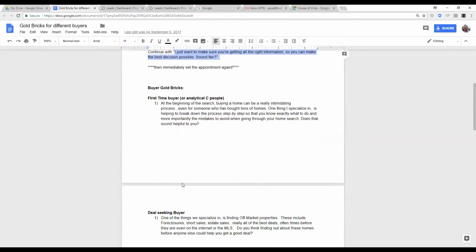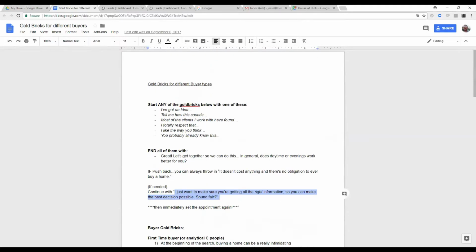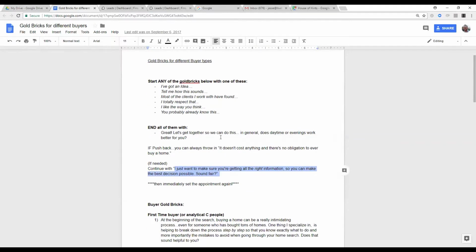All right, so here's a couple other examples of some gold bricks. In between that beginning, remember, start any of these gold bricks with one of these: I've got an idea, tell me how this sounds. End them all with great. When can we get, let's get together, not when can, let's get together. Really important distinction. After they agree with what you have said, you're not asking, hey, can we get together? Since they've already said what you've offered is beneficial, you're going to assumptively say, great, let's get together so we can do X, Y, Z. And then you're going to ask a closing question.